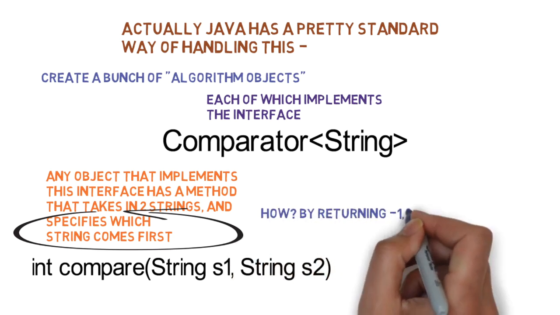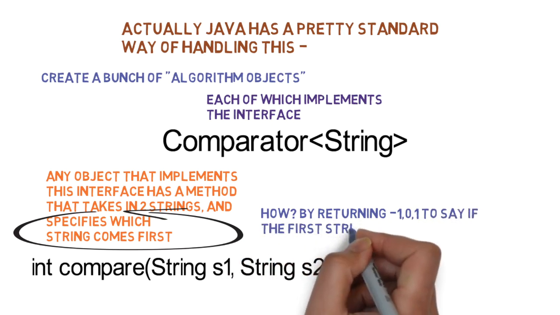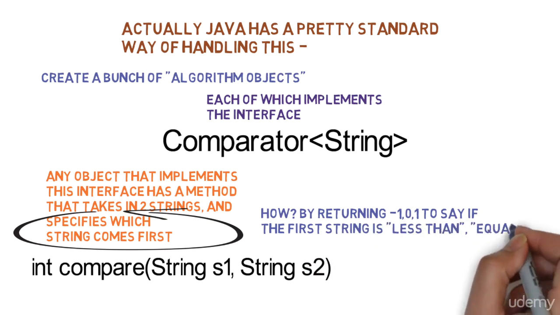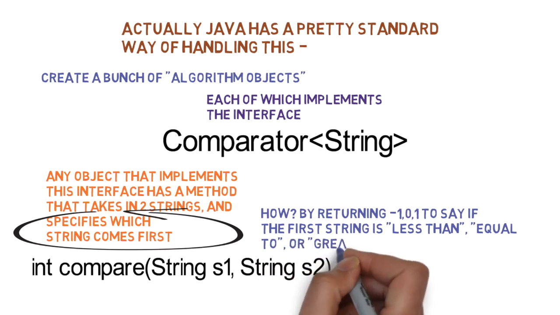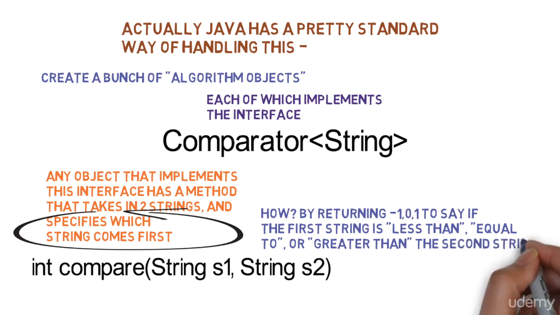Now, how will this comparator determine which one comes first, and how will it convey this information? It's done by the return value, the integer. It returns -1 if the first string is less than the second one, 0 if the strings are exactly equal, or +1 if the first string is greater than the second string. This is the language that the comparator speaks, and this is the contract the comparator has in terms of its return value. This is how the comparator tells us which of those strings is greater.